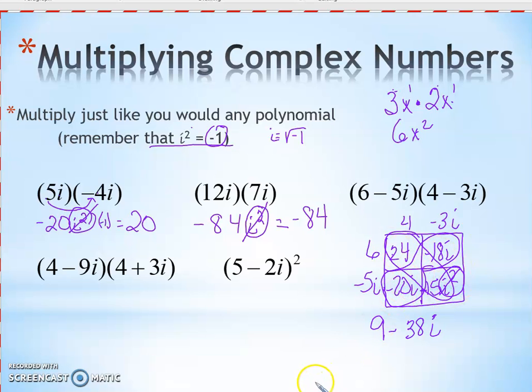Okay? If you have a squared or any kind of power on the outside, remember that just means you're going to multiply this expression by itself 2 times. So we have 2 of them instead of just 1, and we're going to multiply.